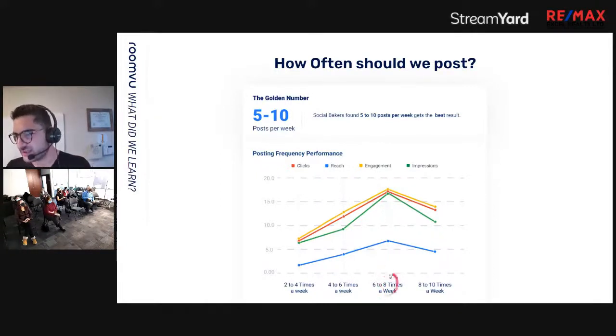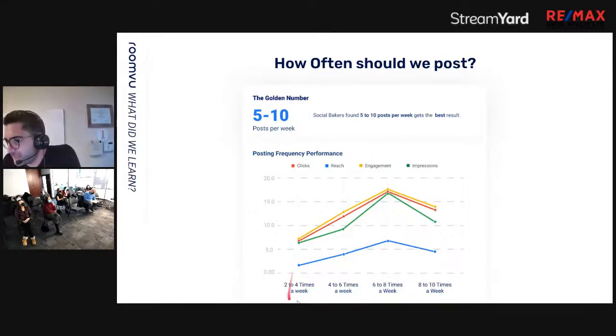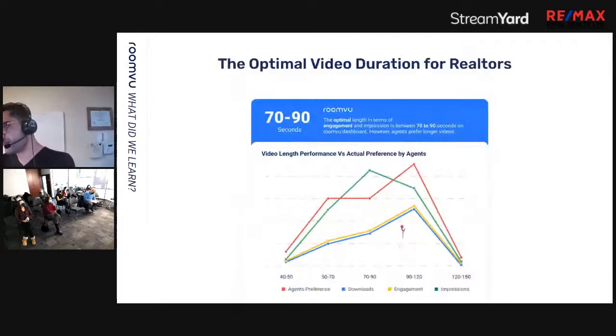You should be posting 6 to 8 times a week. This is the golden number. After that, your engagement, your impressions, and everything else drops. Before that, you're not building that brand awareness. You're not building that thing that is supposed to be on your social media. So this is another interesting kind of finding that we found.